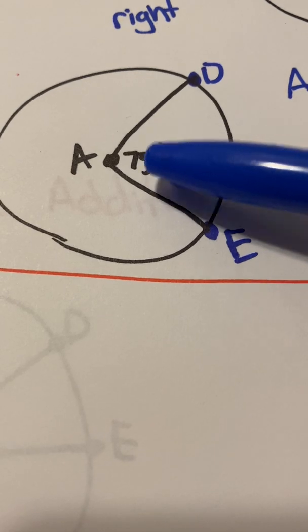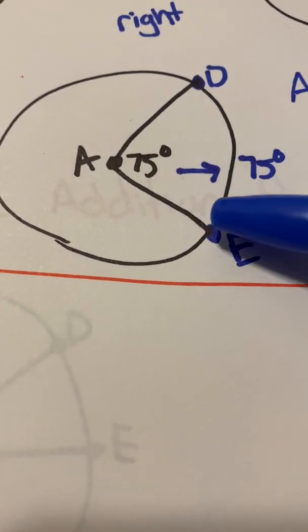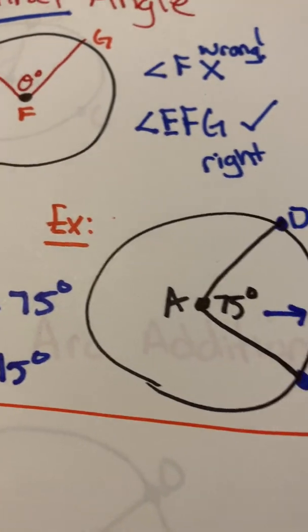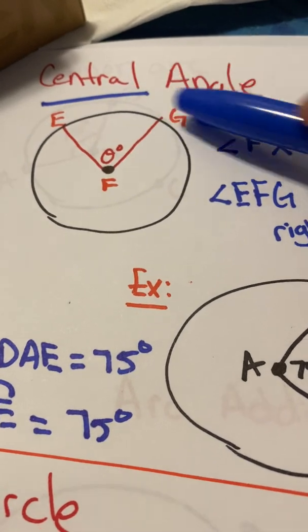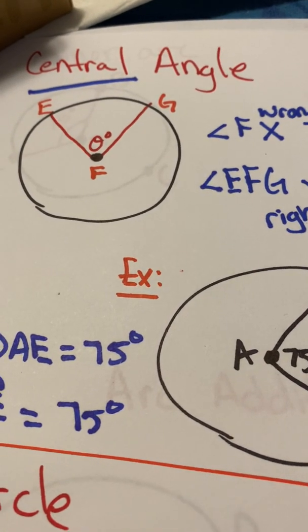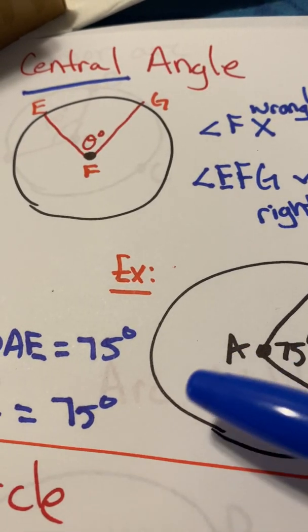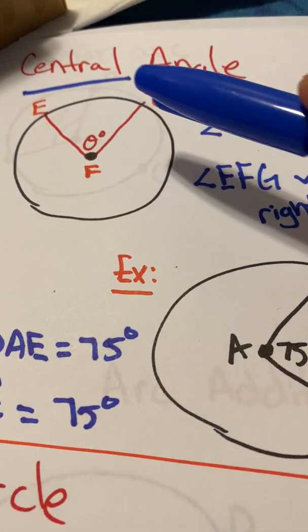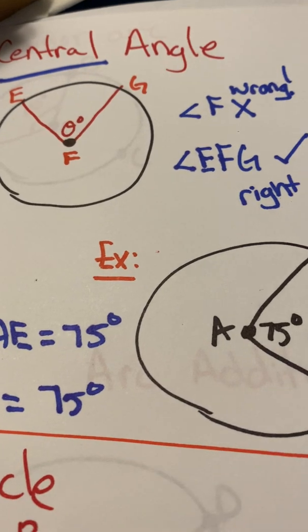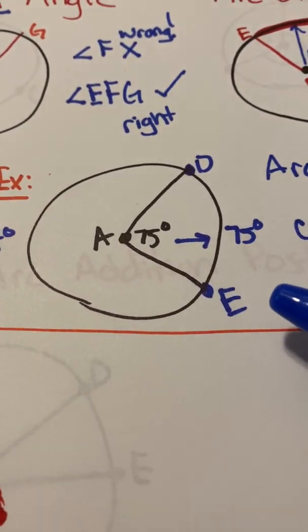All right, so whatever this is on the inside, that's what it is on the outside as well. And that's only with central angles. Any other type of angle that we talk about in the future, that does not work. The only time this works is if we're working with central angles, which are angles that start from the center. So hopefully this is making sense.